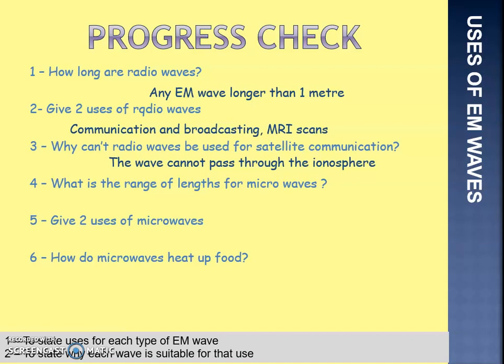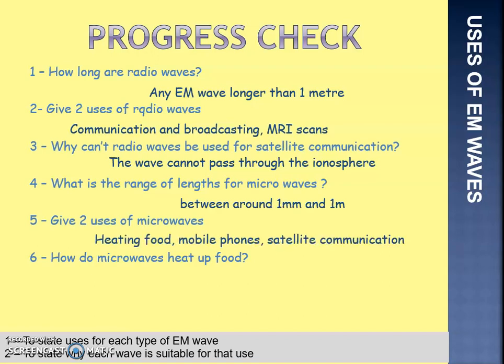What's the range of lengths for microwaves? Microwaves are between 1 millimeter and 1 meter. Two uses, we've got a few: heating food, mobile phones and satellite communication.